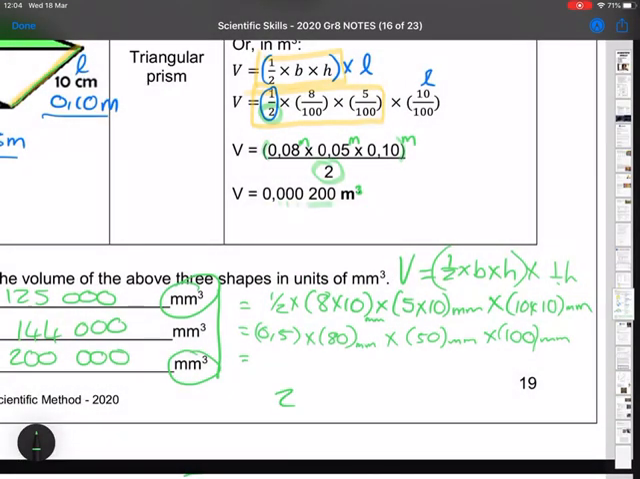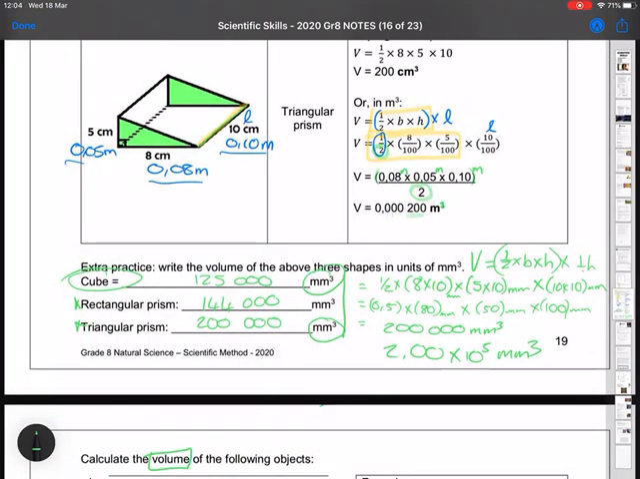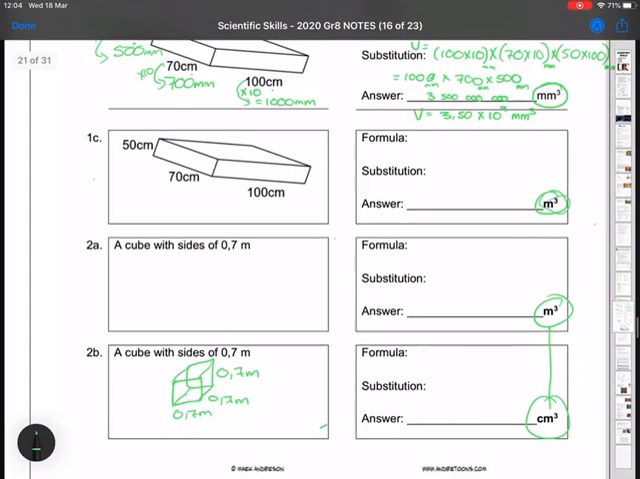If you wrote that in scientific notation, it would be 2.00 times 10 to the 5 millimeters cubed. Or just 200,000. Okay. Then I asked you to please do 1C, 2A, and 2B.